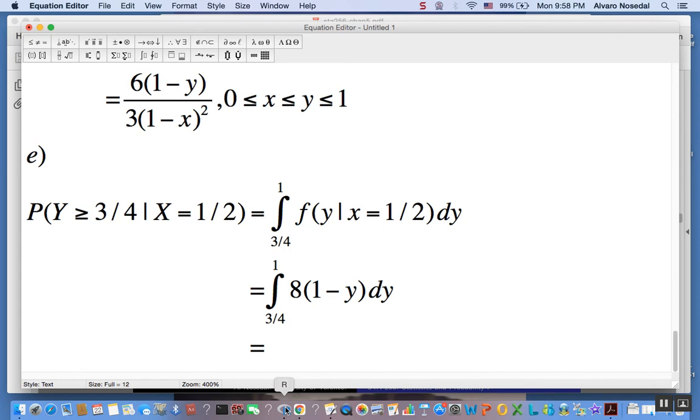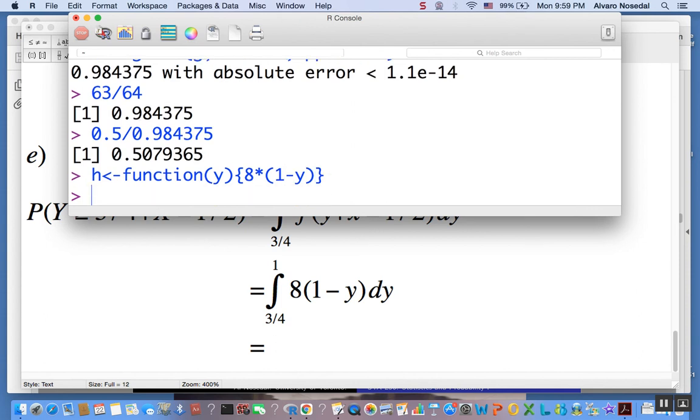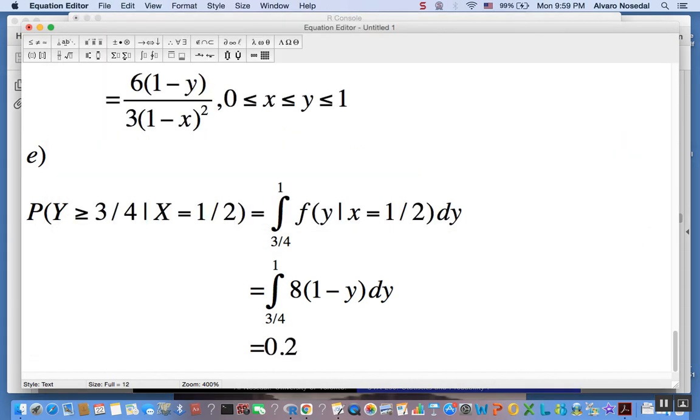Let me define a new function h of y, 8 times 1 minus y. Then we want to integrate h, lower limit 3/4, upper limit just 1, so that's just 1/4. And we are done. Make sense?